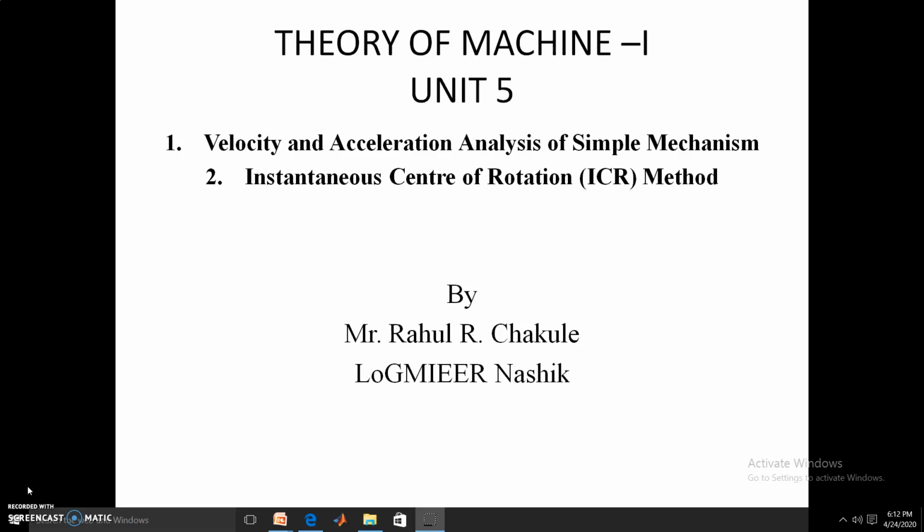Before going to see the problems of ICR, I would like to say some features of the instantaneous center, that is, the properties of the instantaneous center. Each configuration of the link has only one instantaneous center and it changes with alteration of the mechanism. So if you change the position of the mechanism, then the IC will change. For each configuration of the mechanism, you will get a different IC.